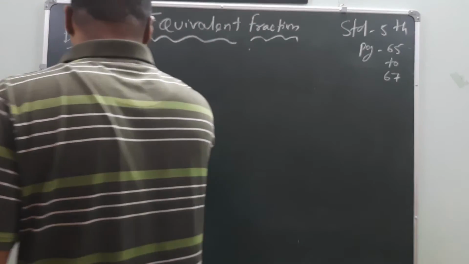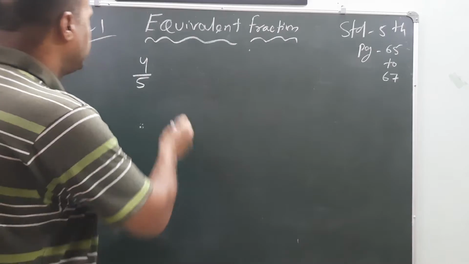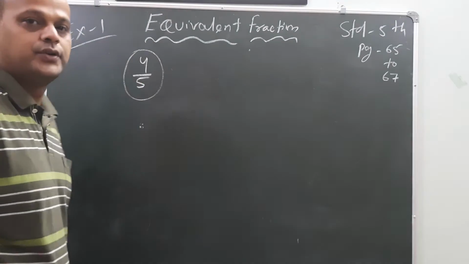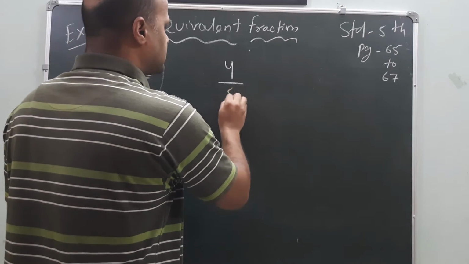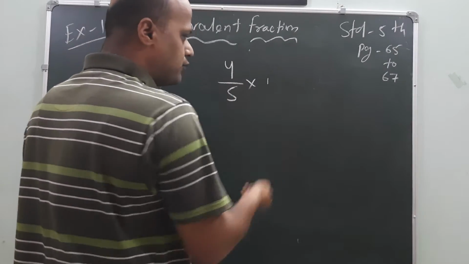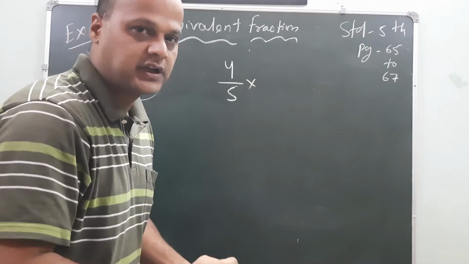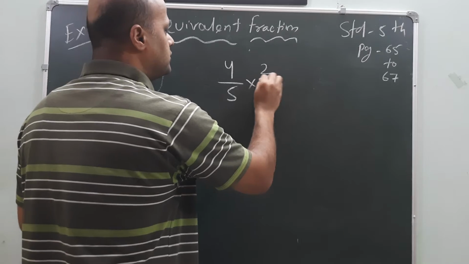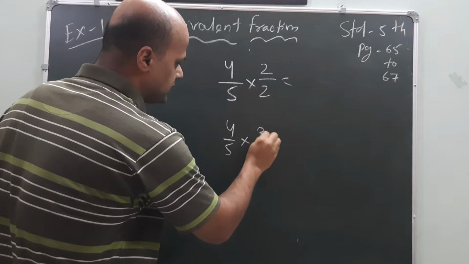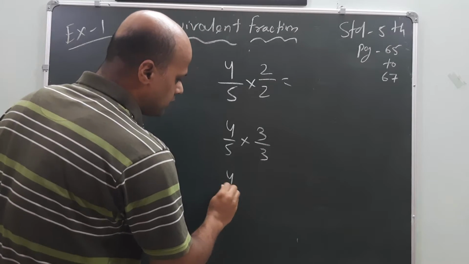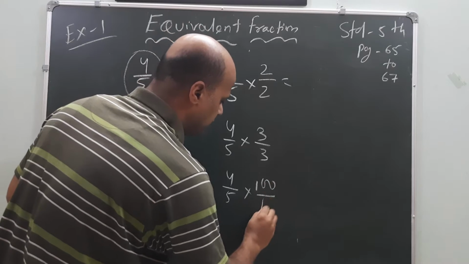Write two equivalent fractions of this number. So, in the simplest manner, what do we have to do? Write the fraction first, because it is multiplied with 1. Write two similar numbers in the numerator and denominator, starting from 2. The next one will be 4 by 5 into 3 by 3. The third one, you can write 100 also. No problem. I will tell you how it will be.